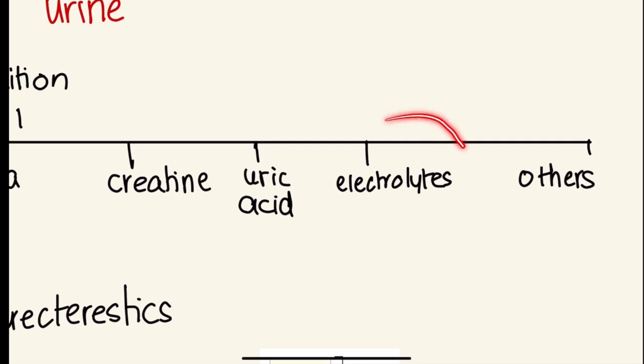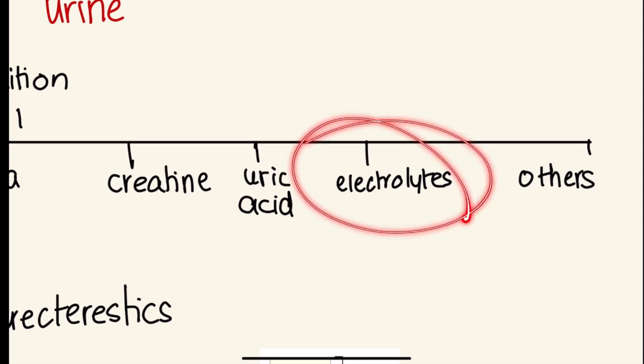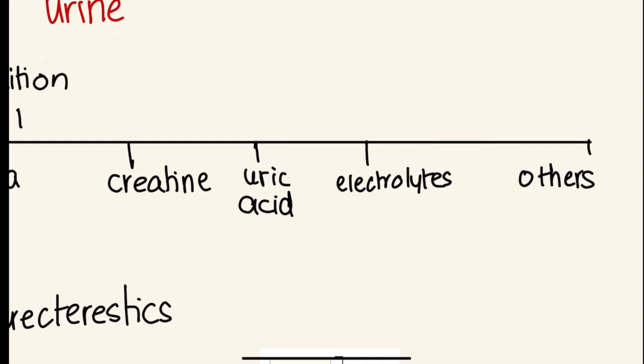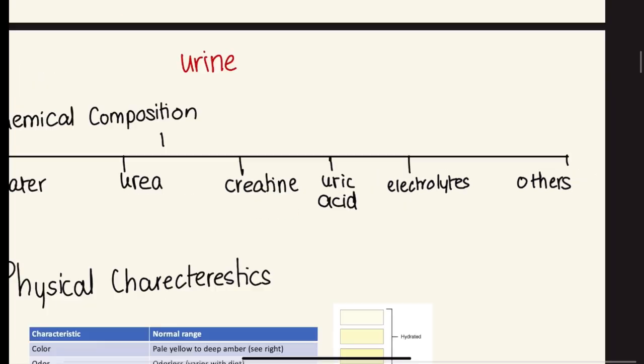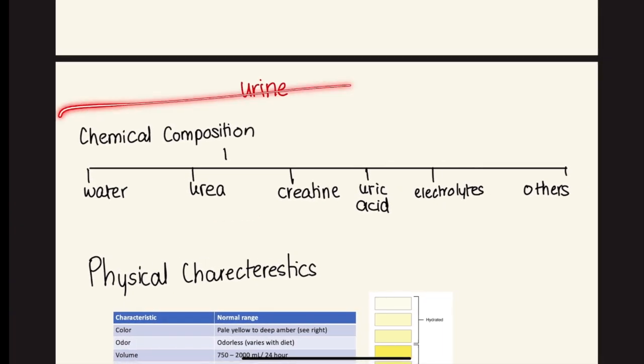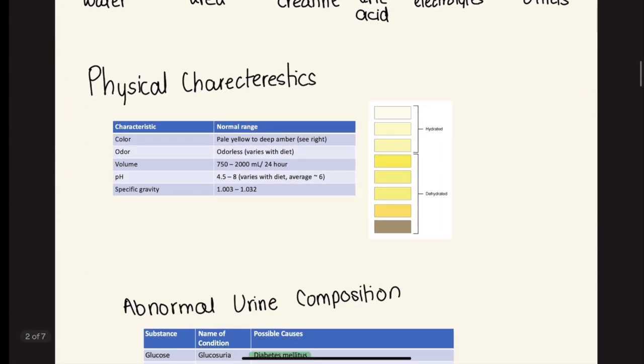Okay, now let's look at electrolytes. For example, you're going to have your sodium, potassium, chloride, and bicarbonate, right? So these are going to be electrolytes. And what other substances might you have in the urine? You might have certain hormones, or certain enzymes, etc. So this is just to get the basic idea, right? This is the chemical composition.